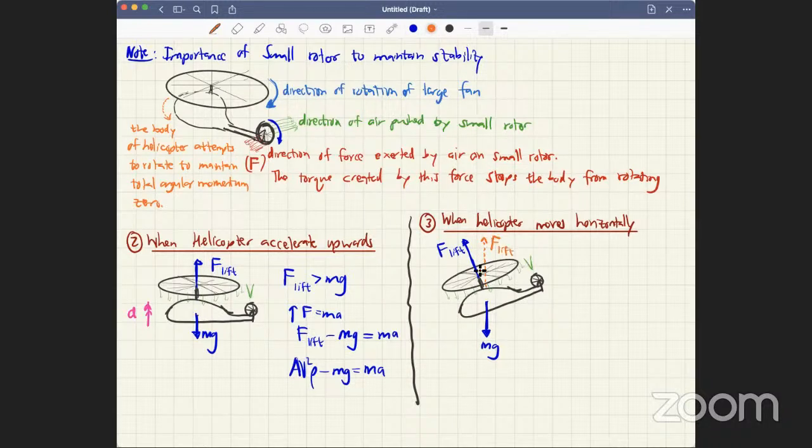What if this is theta? They'll give you those things in the paper, don't worry. F lift, or I'll just say F for the time being, people, because when I put lift and all, it gets a little complicated unnecessarily. Let's just leave it F. What is the vertical component? F cos theta, and there is a horizontal component to make the helicopter move horizontally forward, F sin theta.